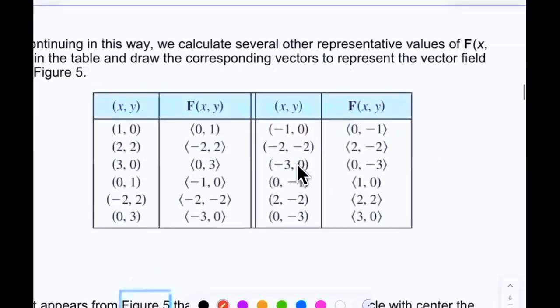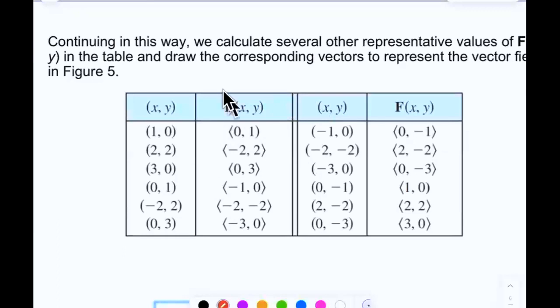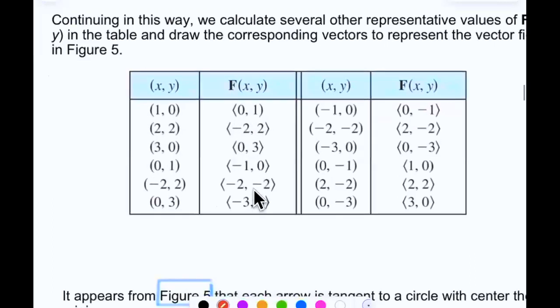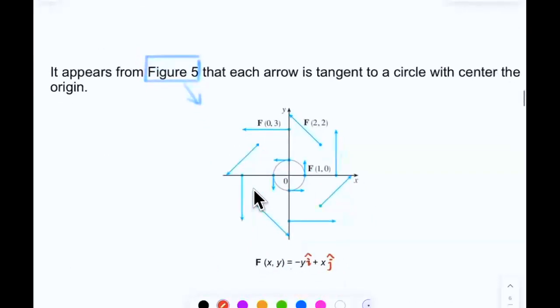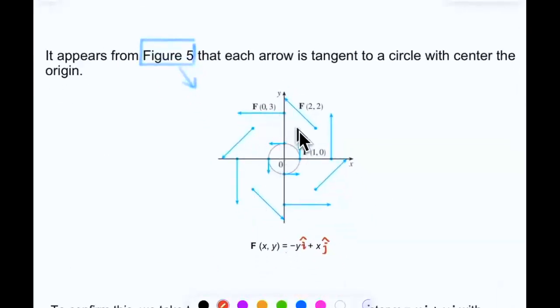Now here's the table. So we make the table over here. We plug in the point, and we get a two-dimensional vector associated with each point. Then we draw some of the vectors, and we can get some feeling of the vector field. It looks like this. So what do you see?